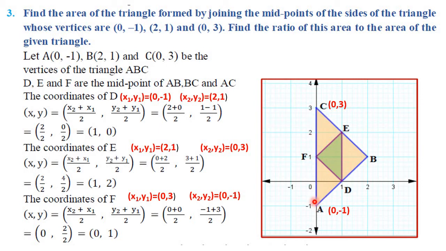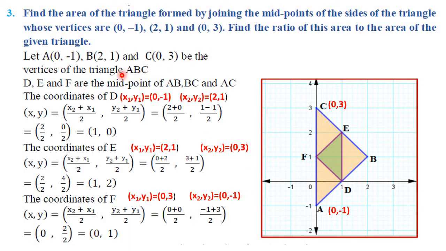So DEF is the triangle which is formed by joining the midpoints of the sides AB, BC and CA respectively. Now we have to find the ratio of the area of the original triangle ABC to the area of the triangle DEF formed by joining the midpoints, that is, the area of the bigger triangle to the area of the smaller triangle. So first let us find the midpoints of the sides of the triangle.